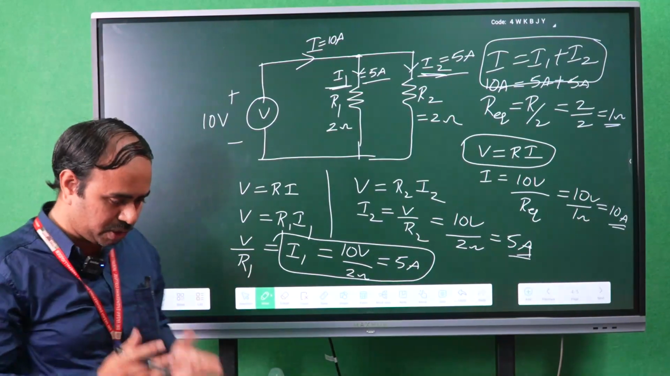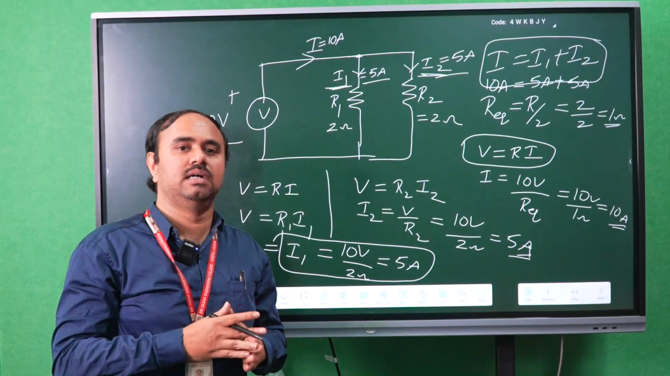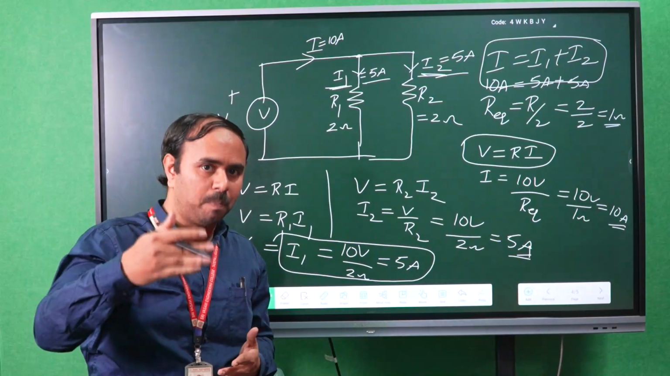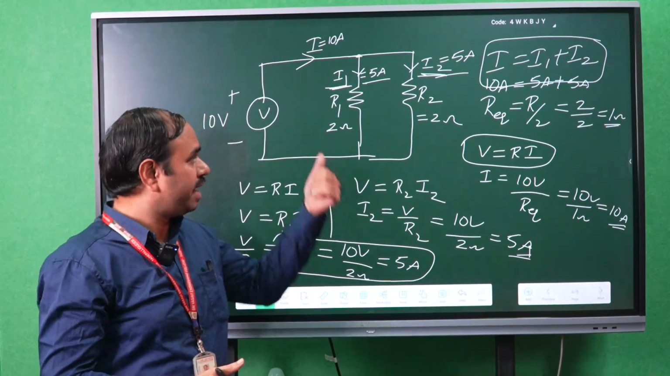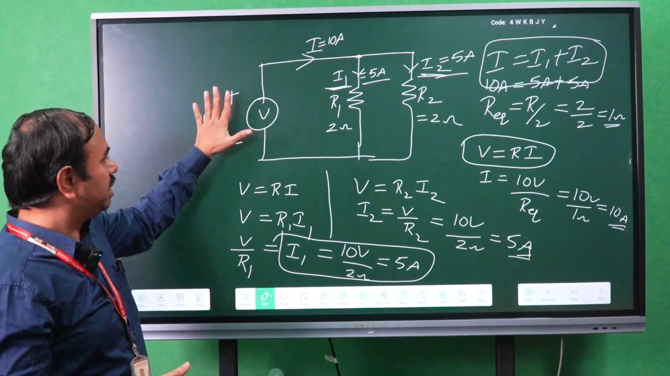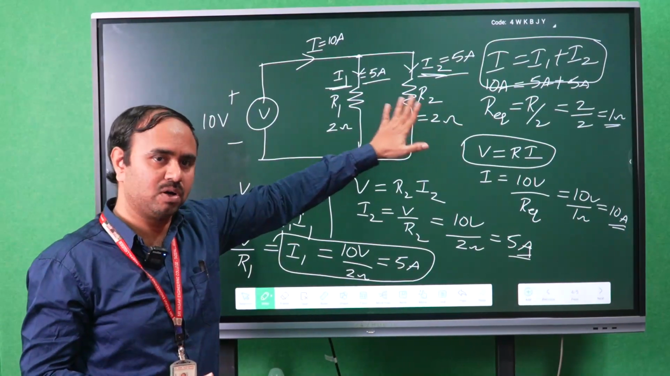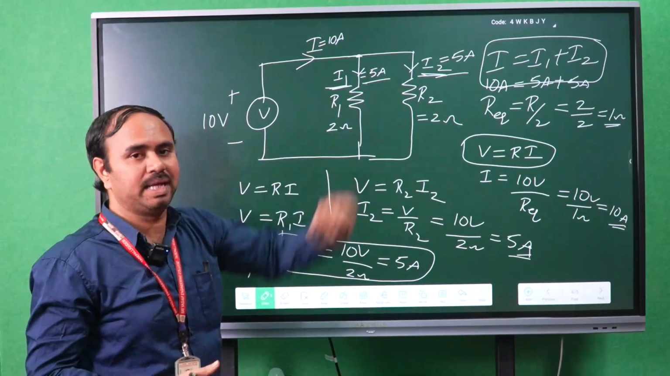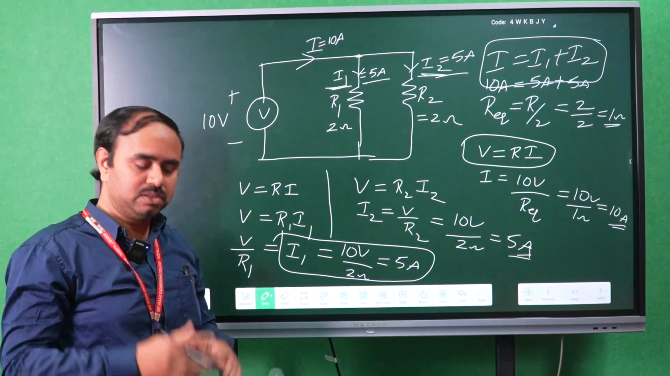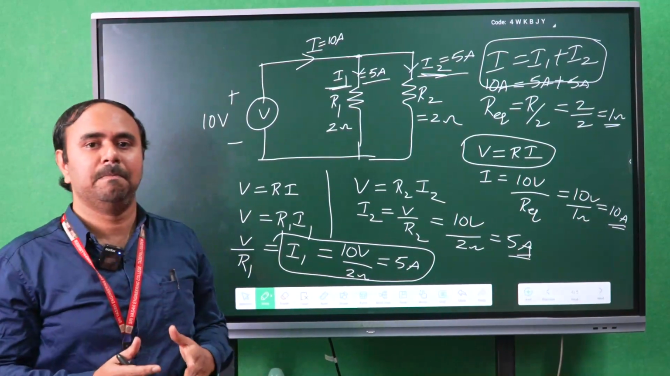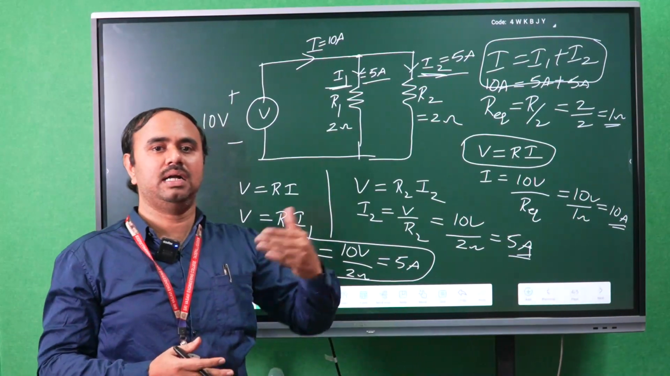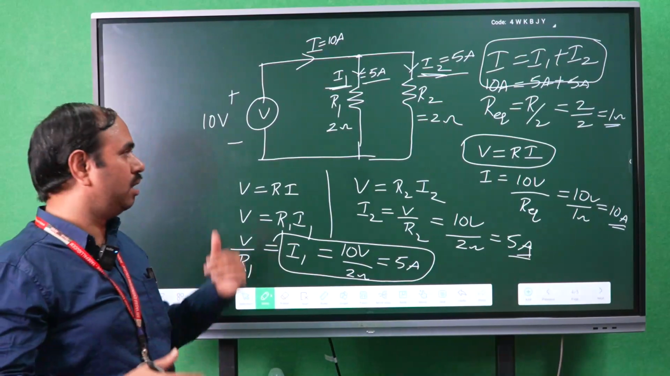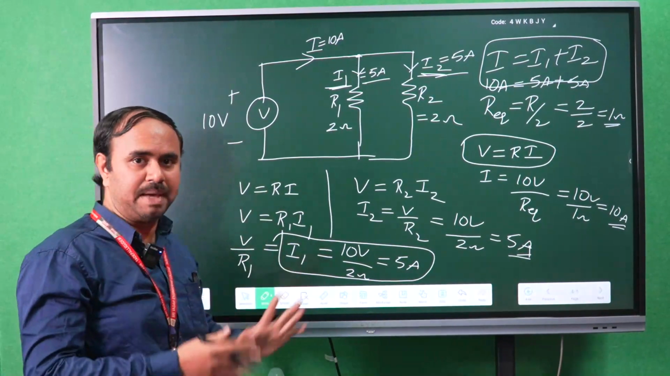In series circuit, the current flowing is the same, whereas voltage drop takes place in series. Whereas in parallel circuit, voltage remains the same or constant, whereas current drop takes place in parallel circuit. So this is the main difference between series circuit and parallel circuit. So this is about series and parallel circuit.